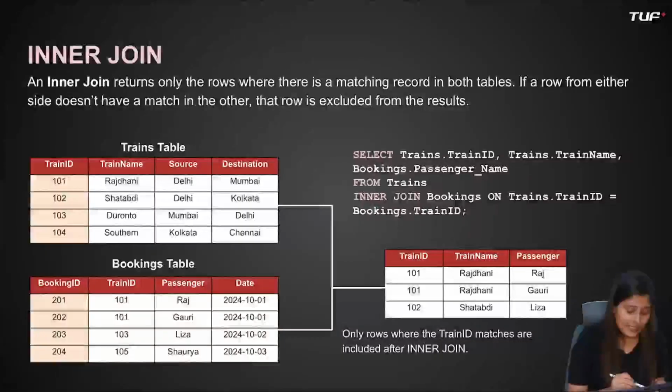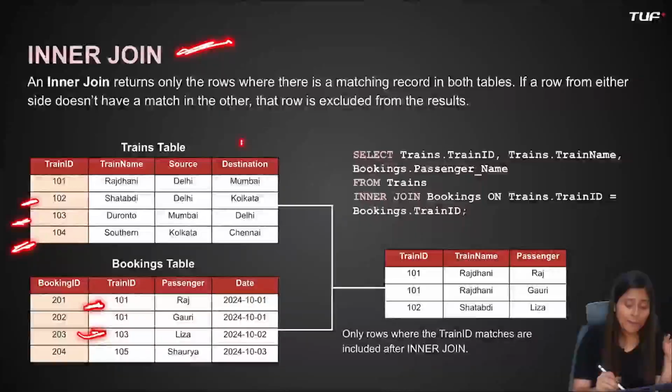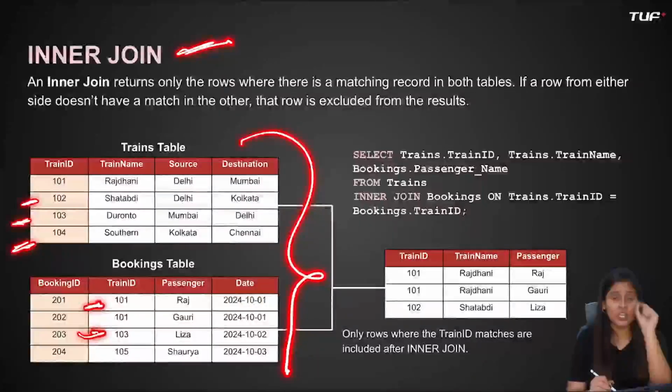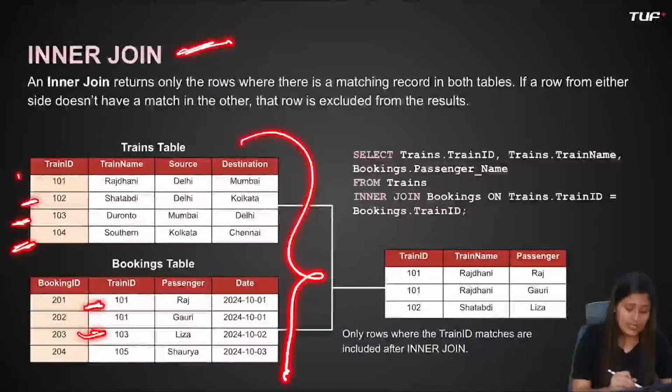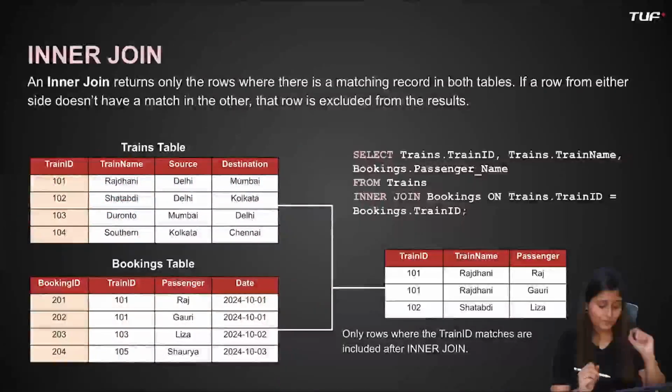So let's see, in this 101 is already there, yes. 102 is already there, no. 103 there, yes. 104, no. So what inner join says is that the number of same matching rows will be the result. So here 101 and 103 are matching, right?